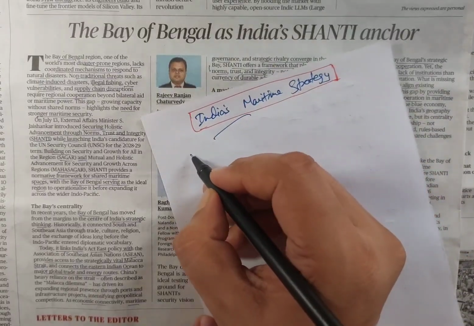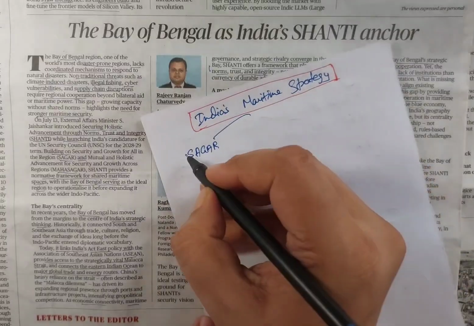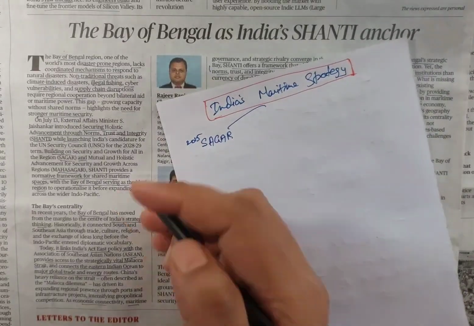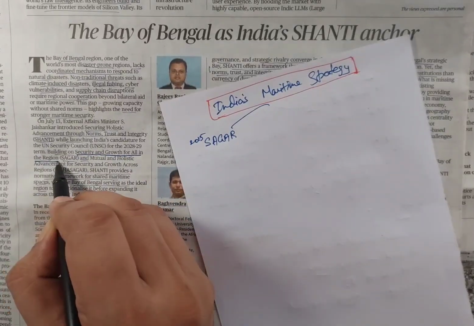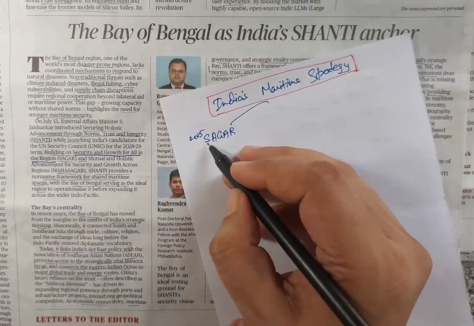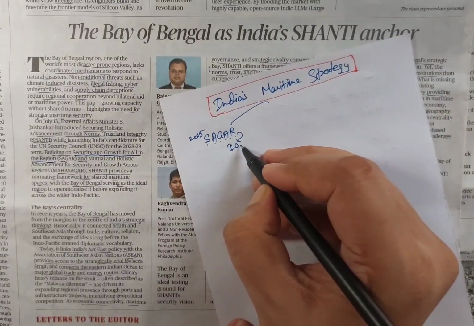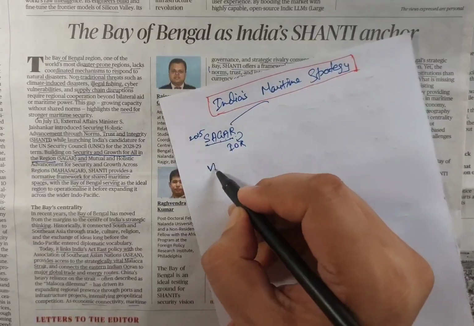First, there came an acronym in 2015. UPSC has asked a question on this also. In 2015, it was SAGAR. It is an acronym for Security and Growth for All in the Region. Region means the Indian Ocean region, right? This SAGAR was a kind of vision document.